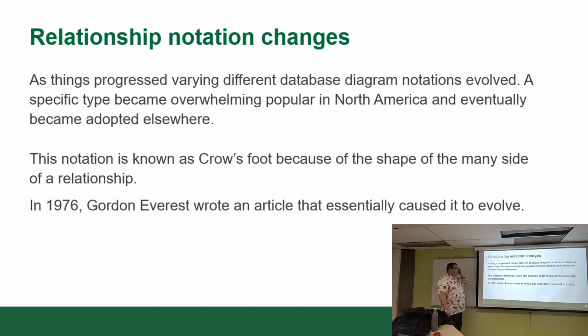Okay. So relationship notation changes. There was something else that happened in regards to this. As things progressed, varying different database notations evolved. A specific type became overwhelmingly popular in North America and basically started becoming adopted elsewhere. It's kind of funny because in data science, different parts of the world were doing their own versions of these notations. And slowly, crow's foot won. Why? Because the vast majority of international students back in the day were coming to North America to learn computing, and they were learning crow's foot.